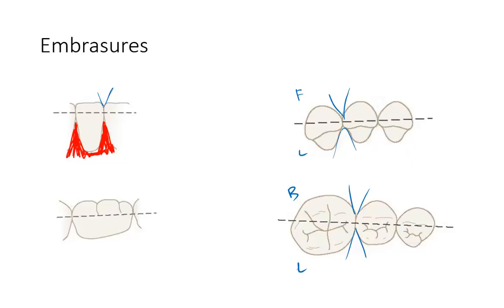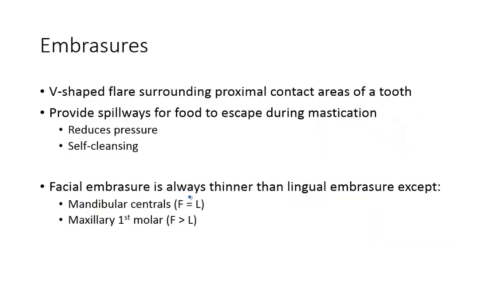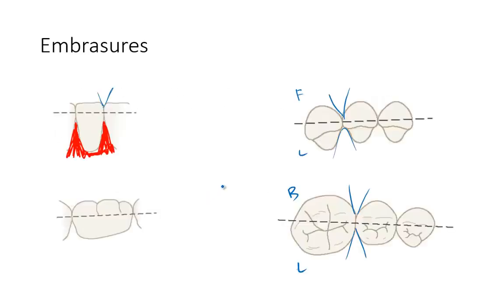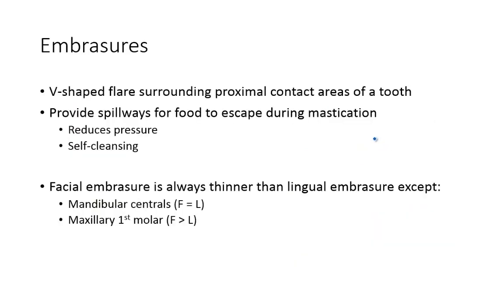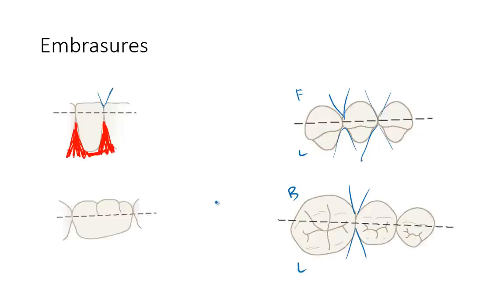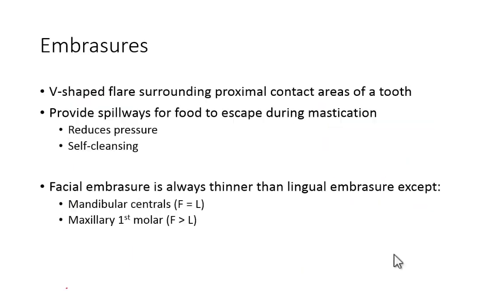And so when the exceptions are mandibular centrals, if you pretend this is a mandibular central, the facial angle here is going to be the same as the lingual side. And then for maxillary molar, the buccal embrasure is going to be greater than the lingual embrasure, the angle right here. So those are the two exceptions for the embrasures.